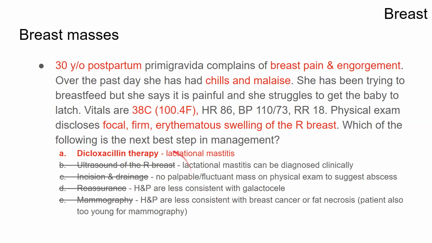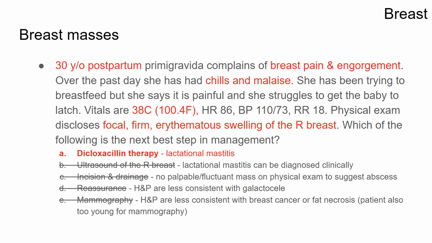Based on the clinical features, it's most consistent with lactational mastitis, and the first line therapy for lactational mastitis is dicloxacillin. But then going over the other answer choices, ultrasound of the right breast, like I said before, there's no palpable mass. So you don't need to get an ultrasound or any kind of imaging. You can also diagnose lactational mastitis clinically, like you don't need any other evaluation.